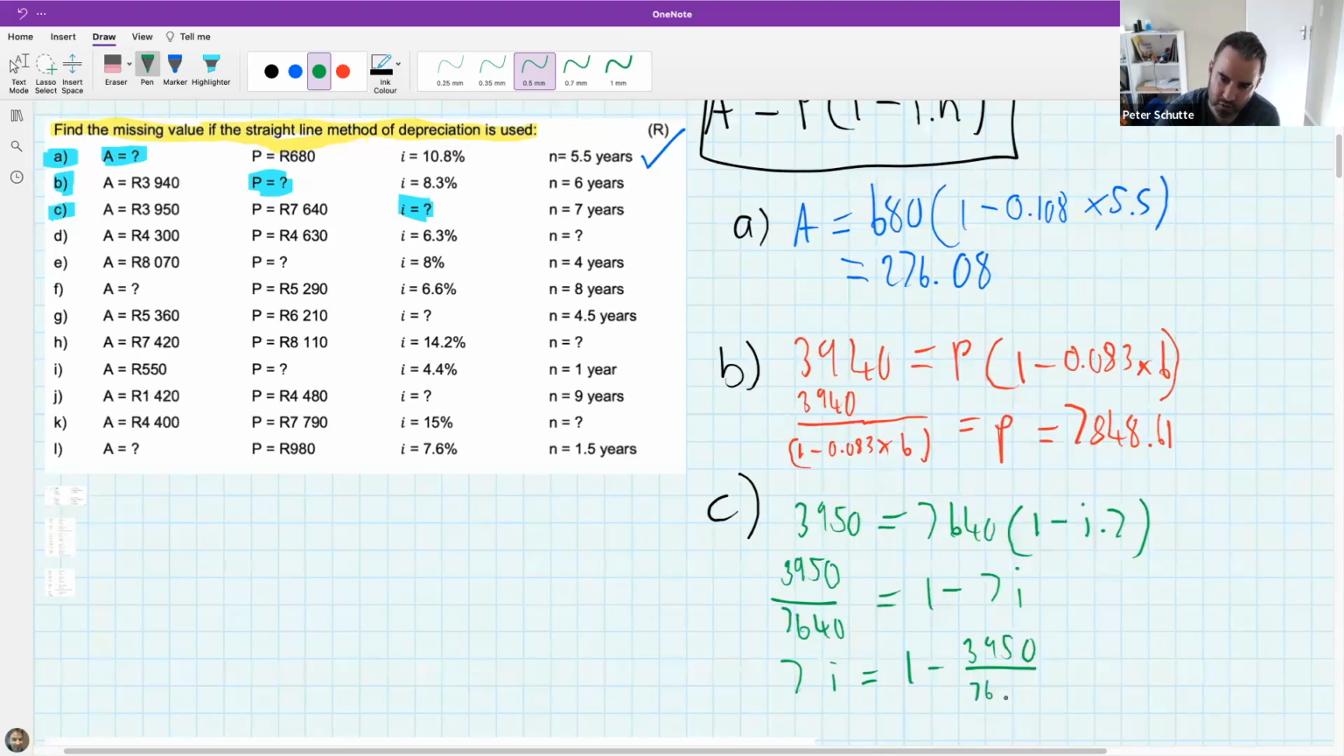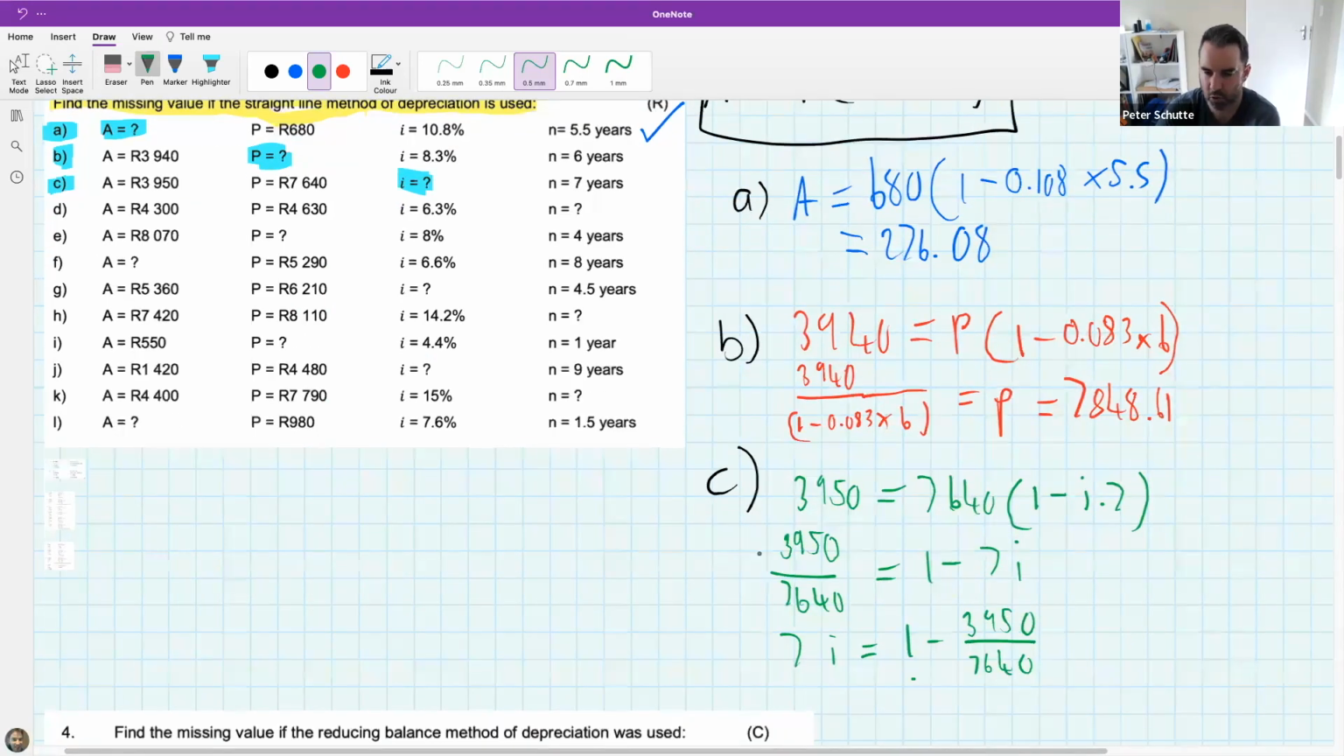I'm doing quite a long way with working out here. But let me, if that's 7i, what am I going to get for my final I value? I'm going to take this whole big thing and divide it by 7, basically. I need to get rid of the, so I can basically go divided by 7 on this side. So what are we going to get for my I value?